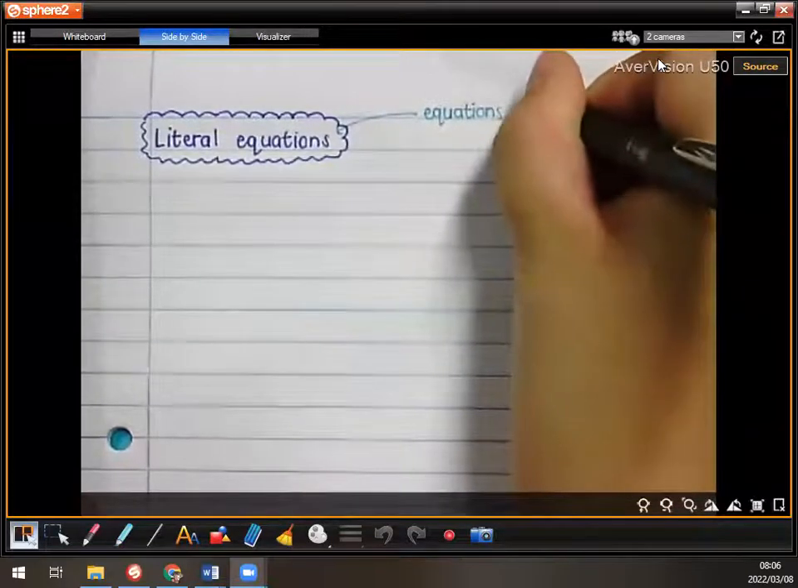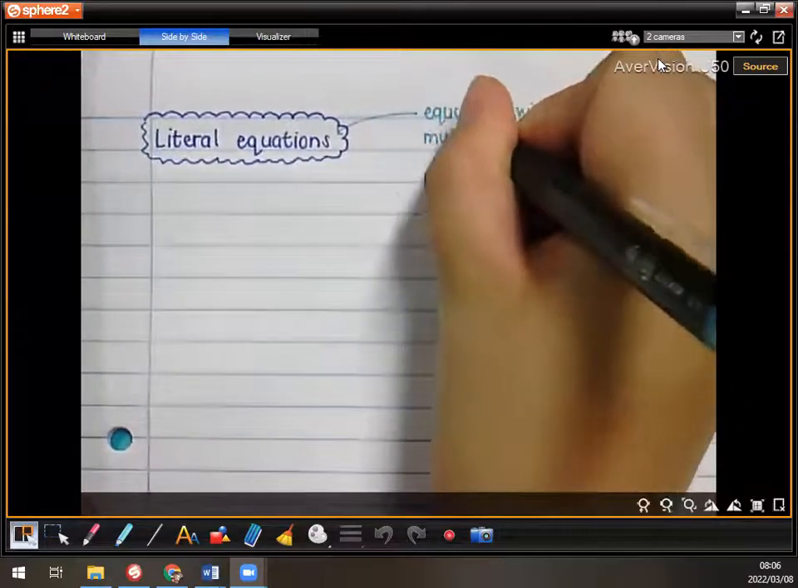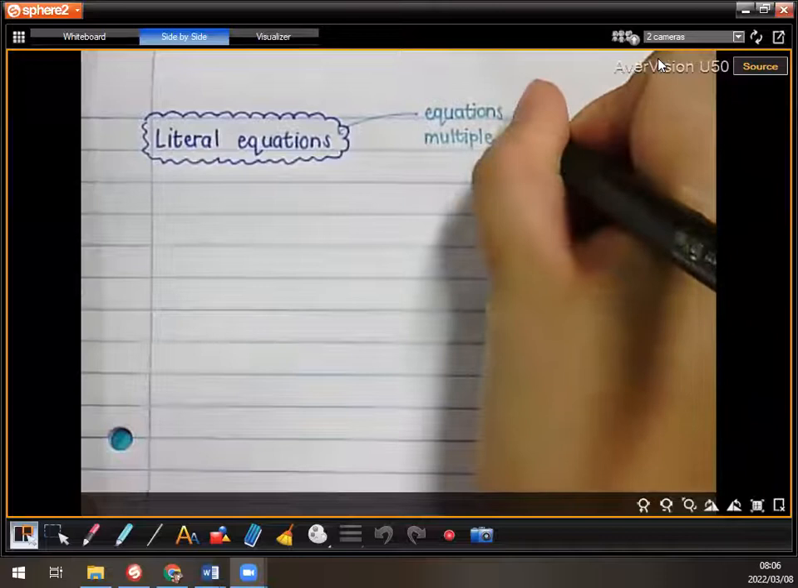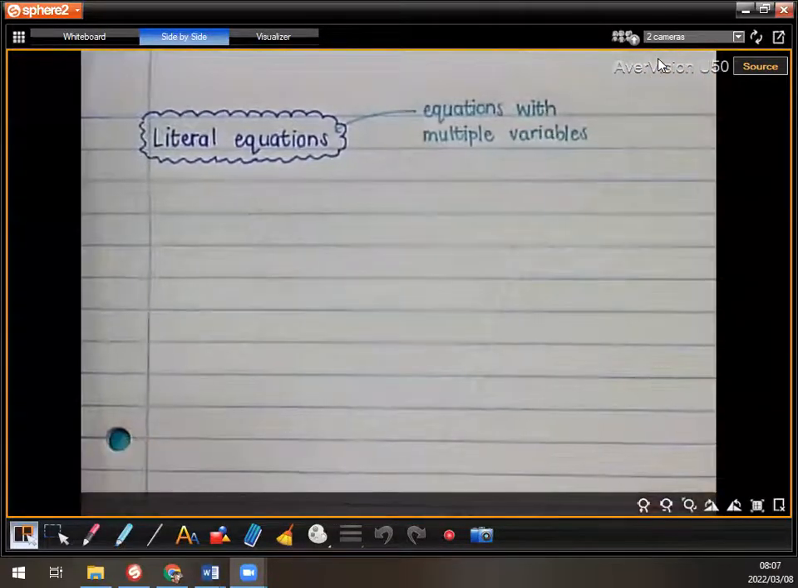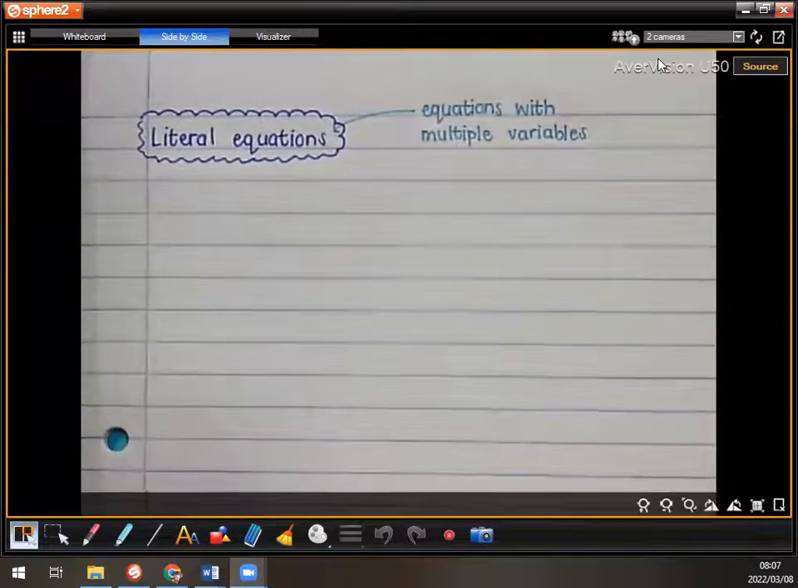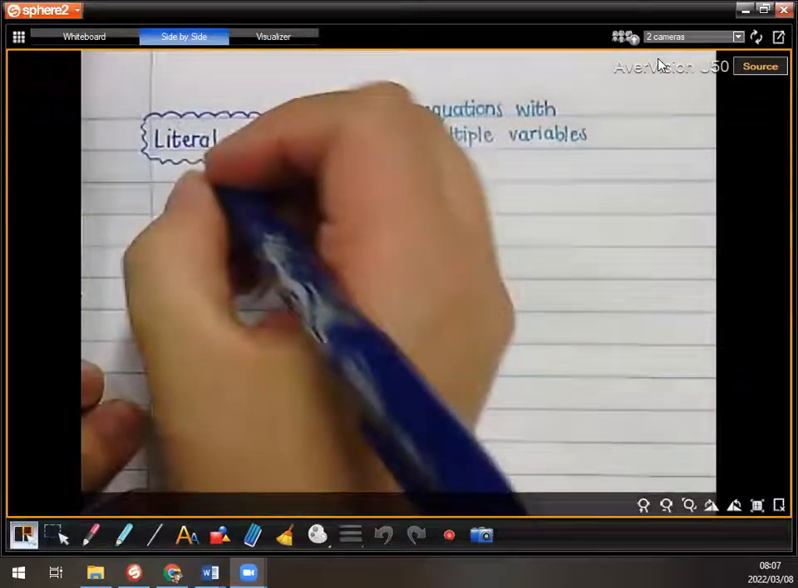Equations with multiple variables. Now in AP we have seen, the past few times that we've done AP, something like 2a plus b equals 6. That actually is also a literal equation. But when we add another equation to it with the same variable, we were able to solve them simultaneously. But for literal equations, we won't actually be able to do that. So I'll show you now.